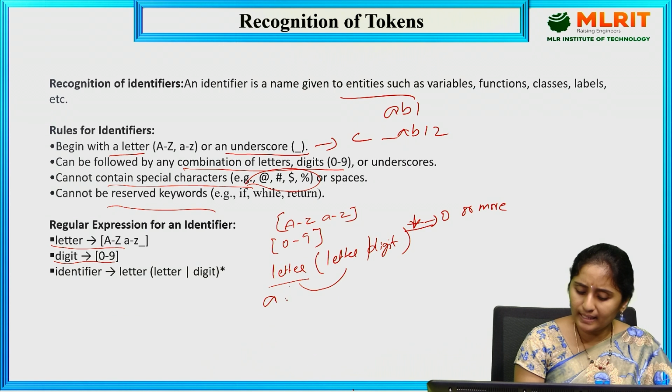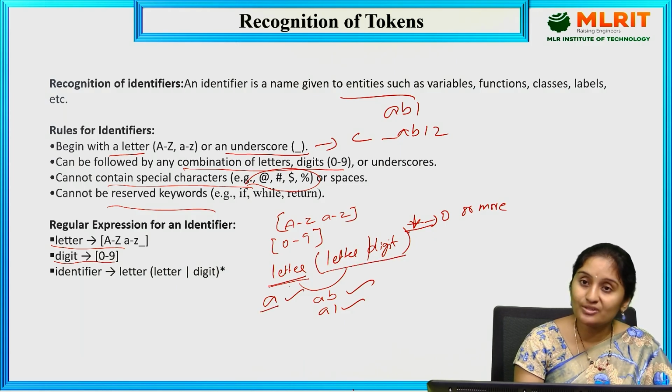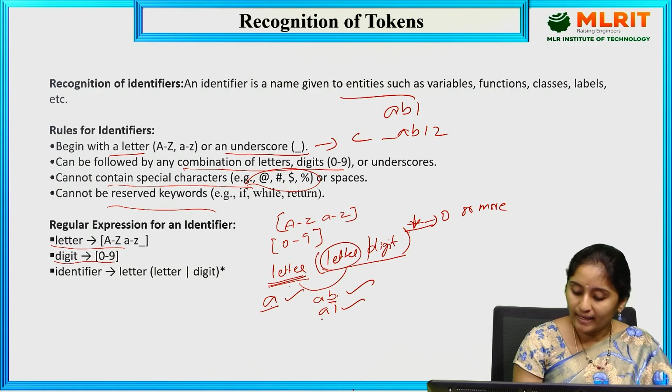So A can be accepted. AB can be accepted. A1 is also accepted. Why? Because the first one I have is a letter. A is a letter, and letter or digit is zero occurrences here, so it will be accepted. Next, AB: the first is a letter, and the next character is B. Here, letter or digit, I am taking letter, so B is accepted. A1: the first one is A, a letter, so it is accepted. The next character is 1, which is a digit, so this is also accepted.